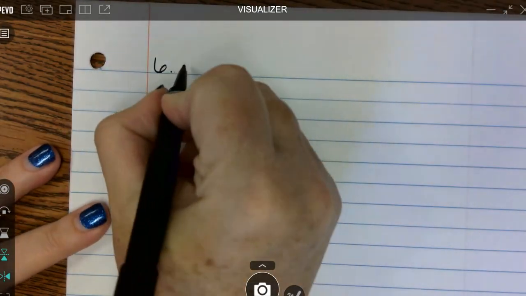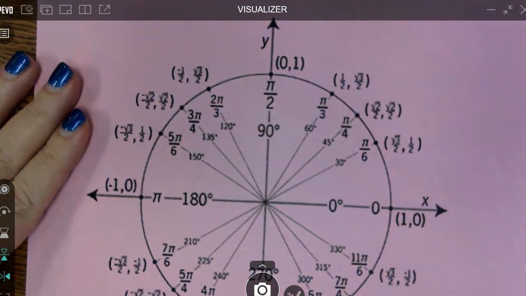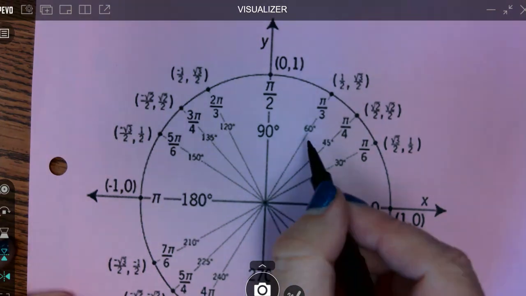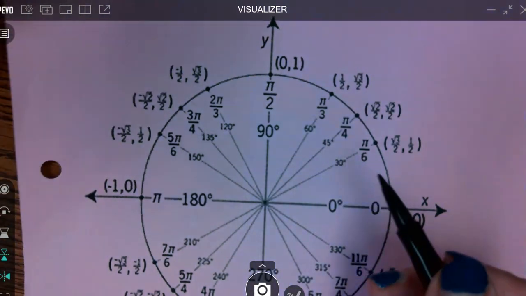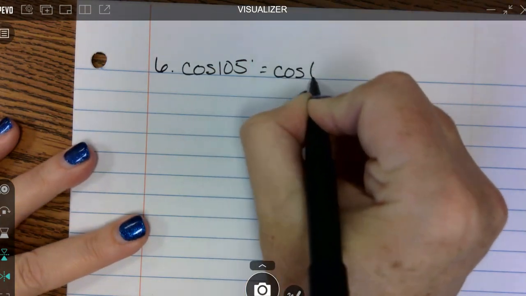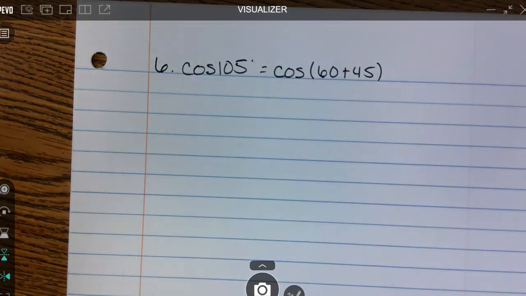Number 6 is cosine of 105. Again, we have to look at our unit circle to come up with two angles that when I add, I get 105. And here, I see 60 and 45. So cosine of 60 plus 45. Again, there are multiple ways of getting that number.